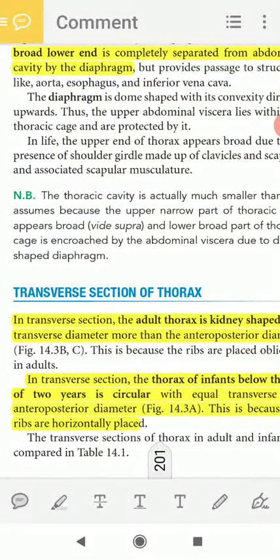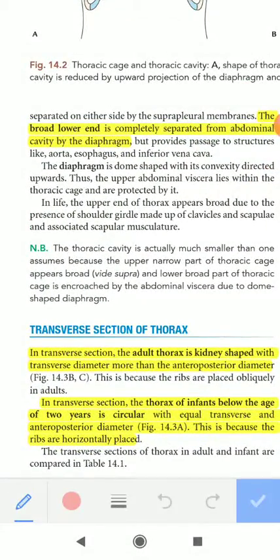Okay, so the transverse section of the adult thorax is kidney shaped, and here the transverse diameter is more than the anterior posterior diameter, and the transverse section of the thorax of an infant below the age of 2 years is circular, because its transverse diameter and anterior posterior diameter are equal.